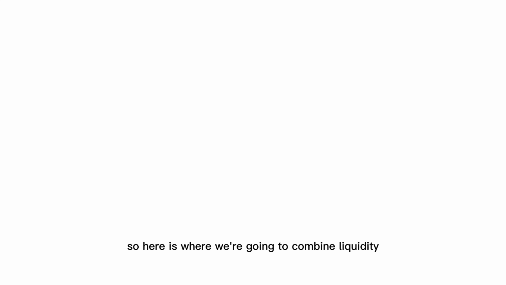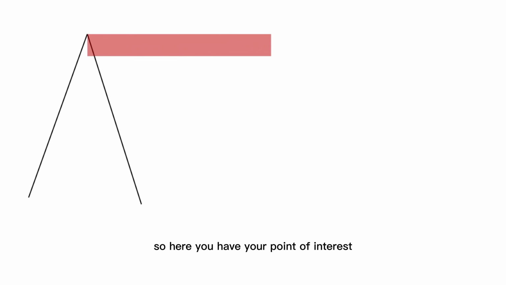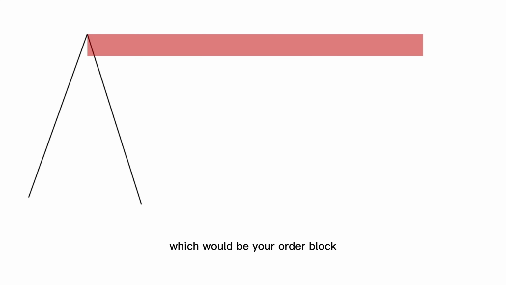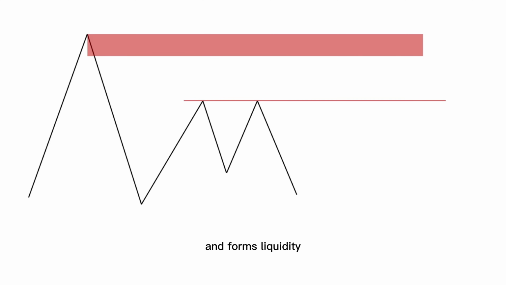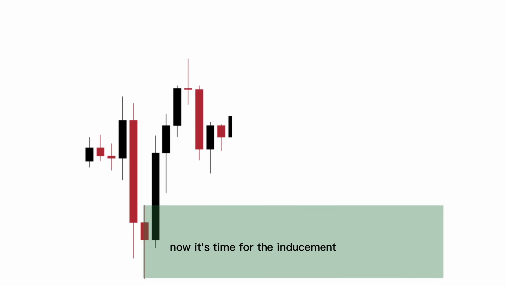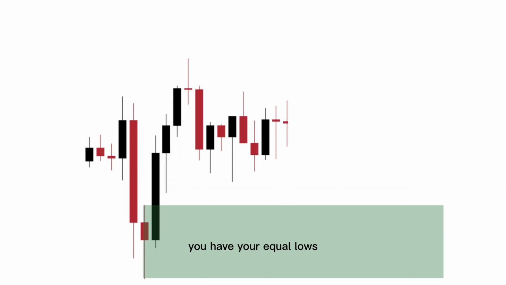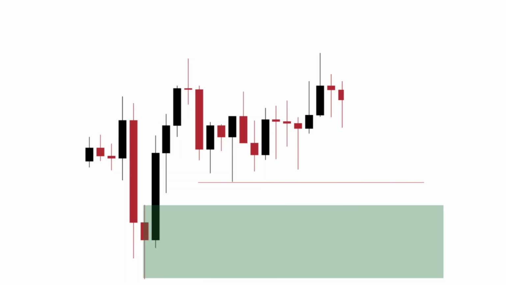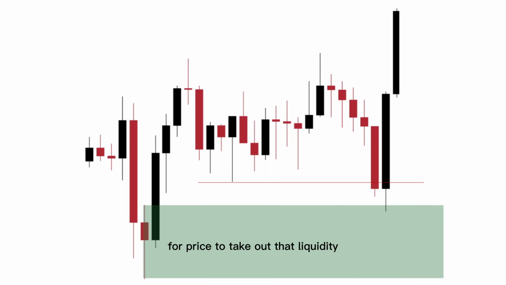So here is where we're going to combine liquidity and our order blocks. Here you have your point of interest, which would be your order block, and price approaches, forms the inducement, and forms liquidity. So now what you're waiting for is for price to run through that liquidity and reject from your order block, forming your purge. You have your point of interest being formed. Now it's time for the inducement. You have your equal lows for price to take out that liquidity and use your order block as a rejection.